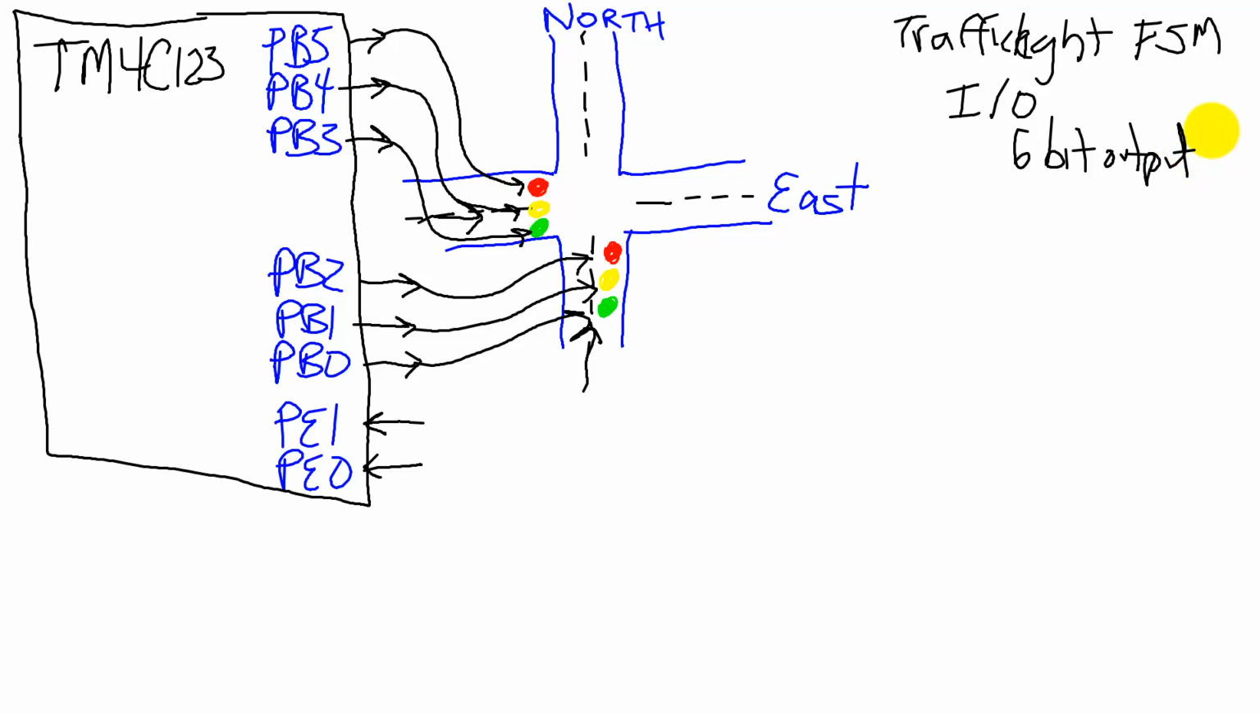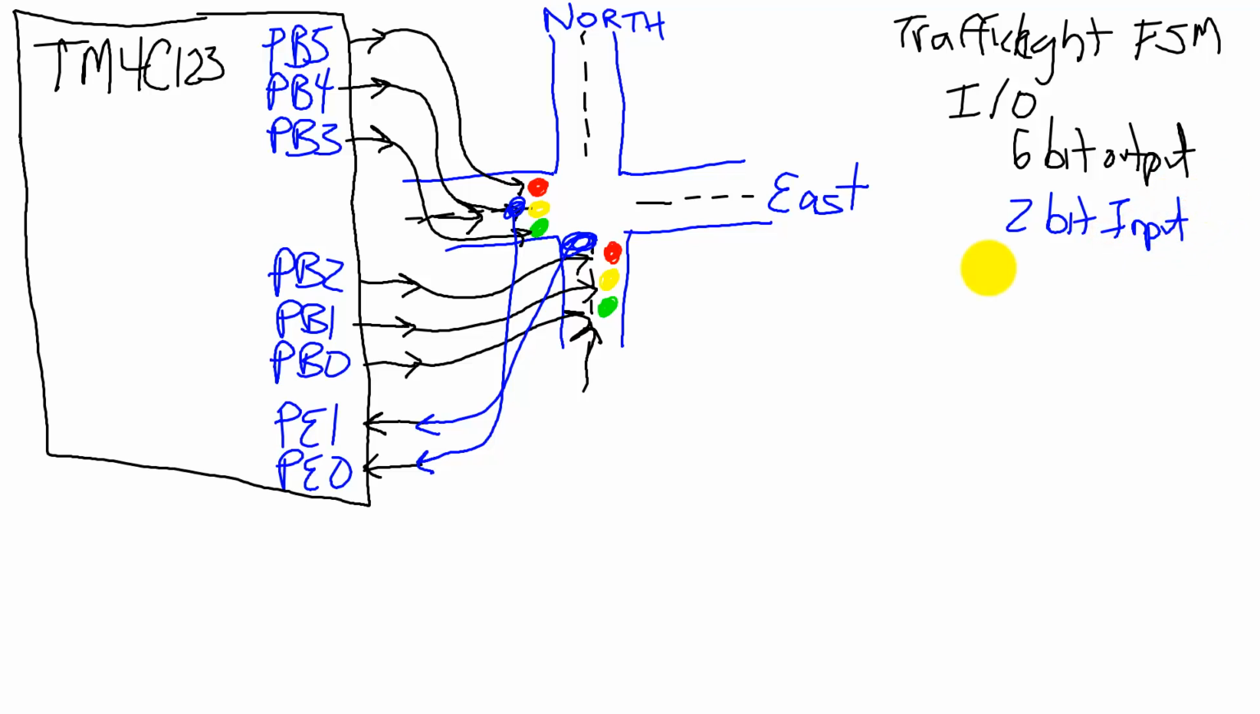We have 2 car sensors. The car sensors will tell us whether or not cars are coming. And so the north sensor here is going to be connected to PE1, and the east sensor is going to be connected to PE0. So we have 2 bits of input.